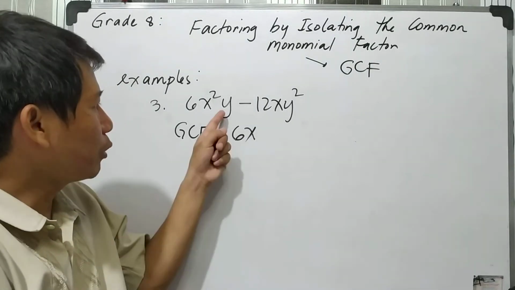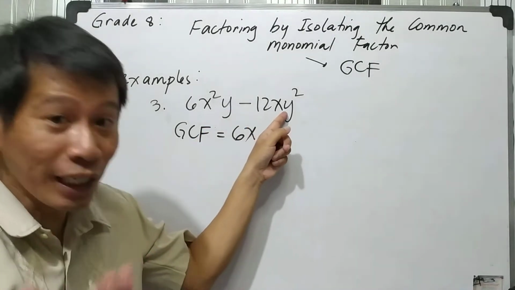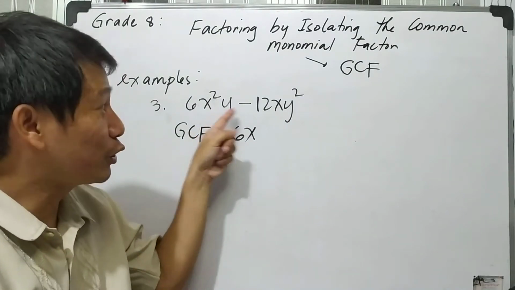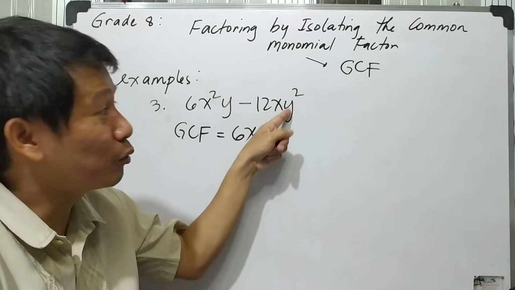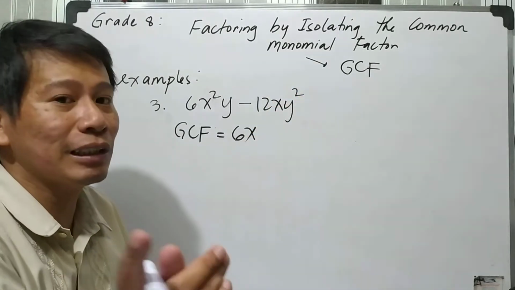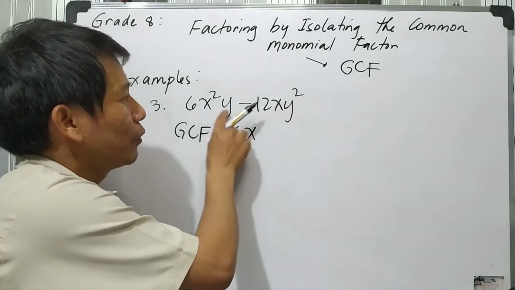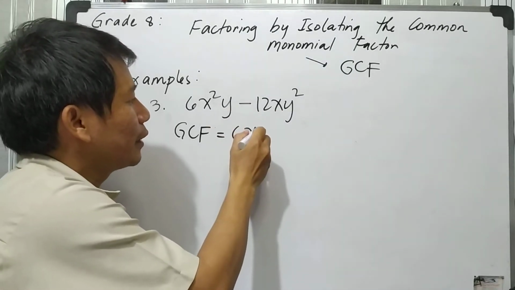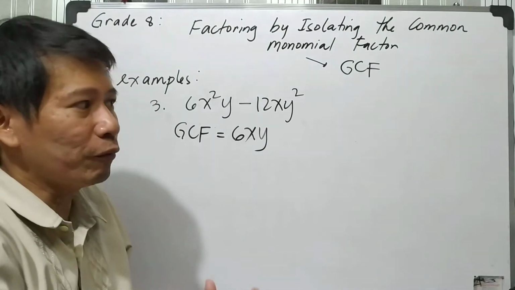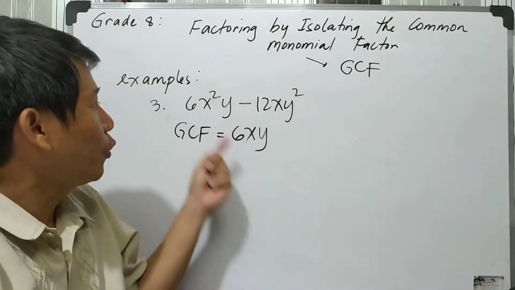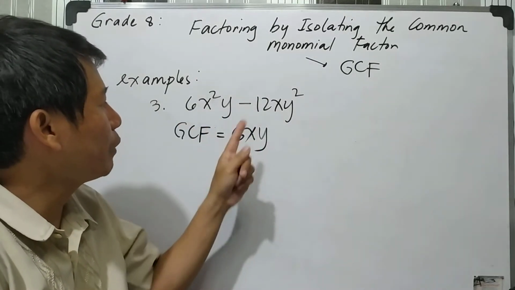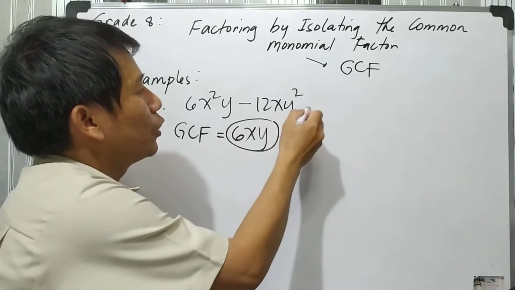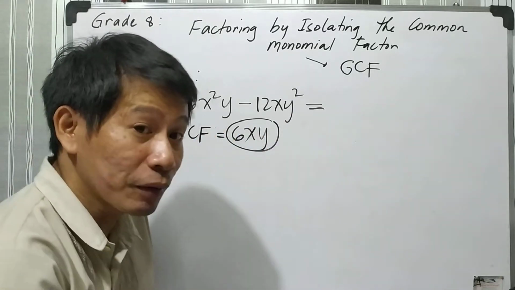How about y? Is y common? Yes, y, because we have here y, we also have here y squared. So therefore, what's the GCF of the variable y here? The least one is y. So therefore, the GCF of these two terms is simply 6xy. So that's our GCF, so we'll now write it as one of the factors.